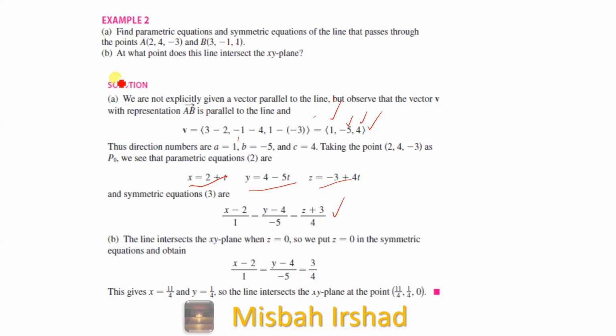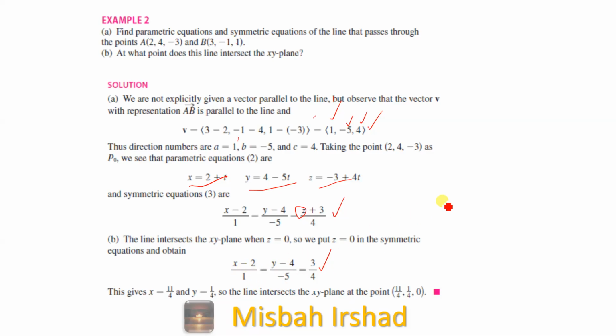So part B: at what point does this line intersect the xy plane? At the xy plane, z is equal to 0, right? So just substitute z is equal to 0. We have (x minus 2) over 1, (y minus 4) over negative 5 is equal to 3 over 4. So this gives us values of x and y when z is equal to 0.